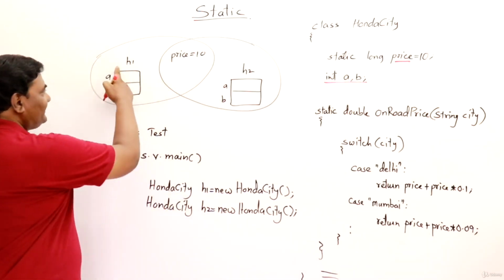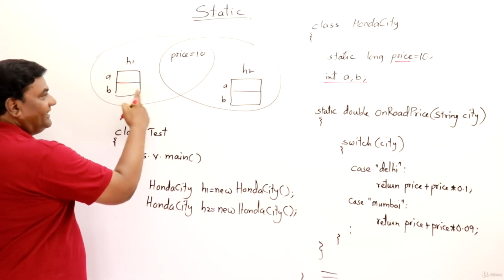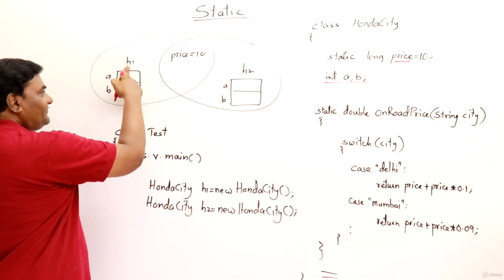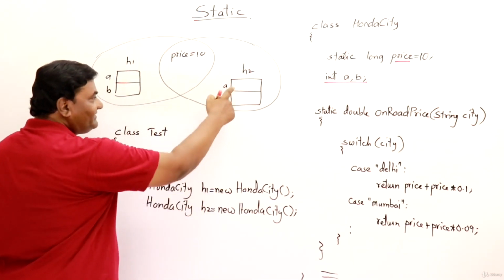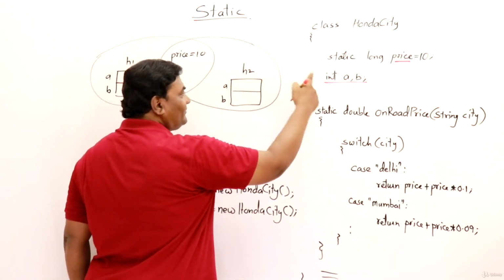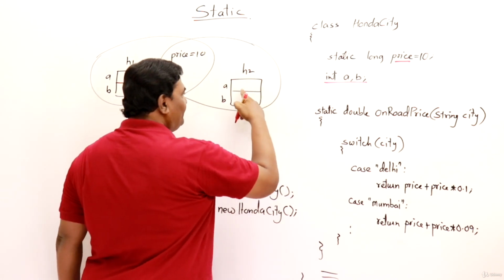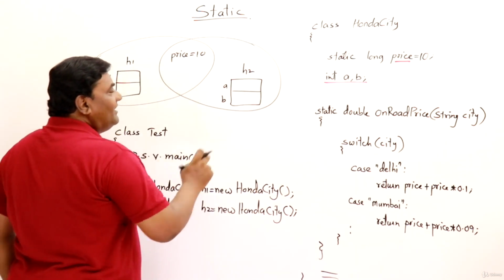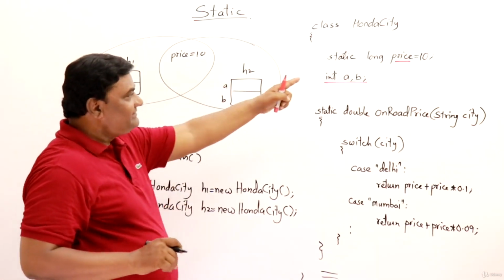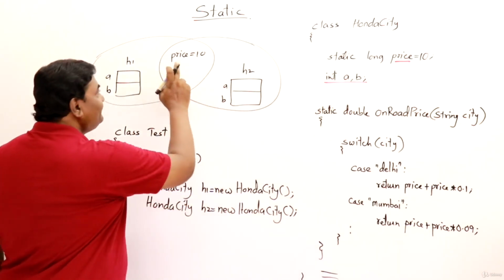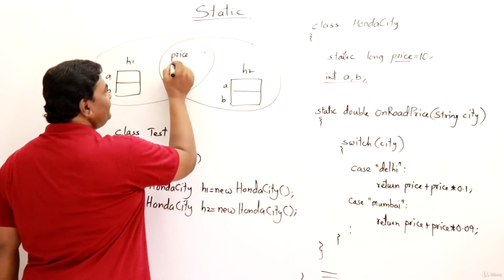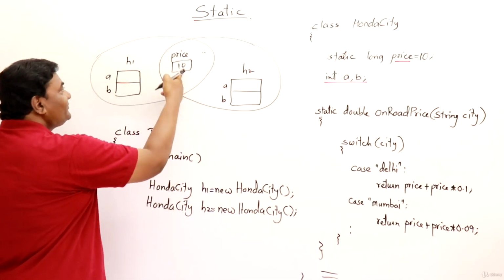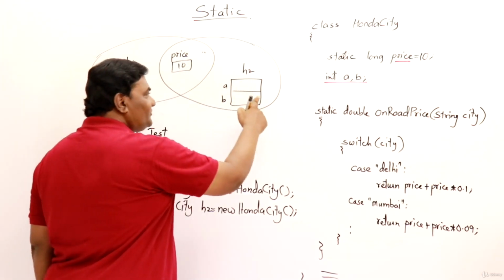See, this is the object H1. A and B are non-static members, so A and B belong to H1. And then H2 is the other object. For this object also, A and B are members. These two objects have their own non-static members. But what about static? Price. There is only one price. So this belongs to the class, right? I'll make it a box and write the value 10 here. So this belongs to H1 also, and this belongs to H2 also.